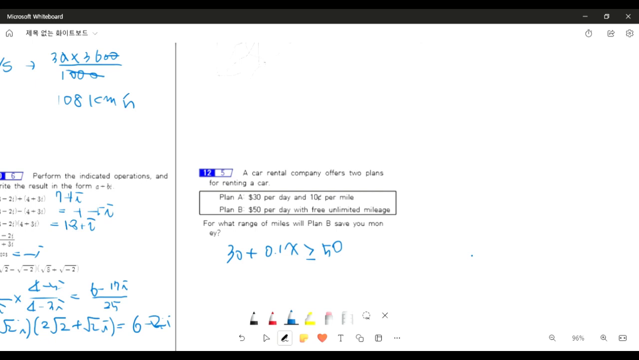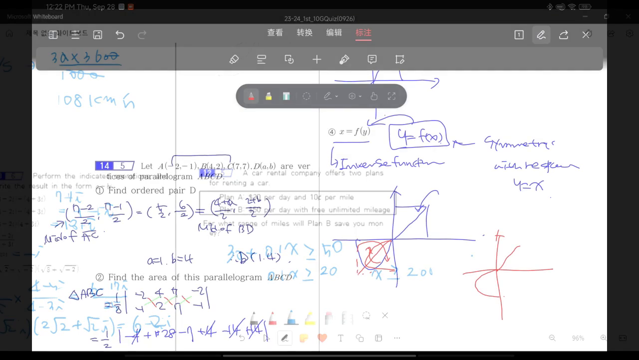Okay, so isolate the x on one side: 0.1x larger than or equal to 20. So x is larger than or equal to 200. Okay.